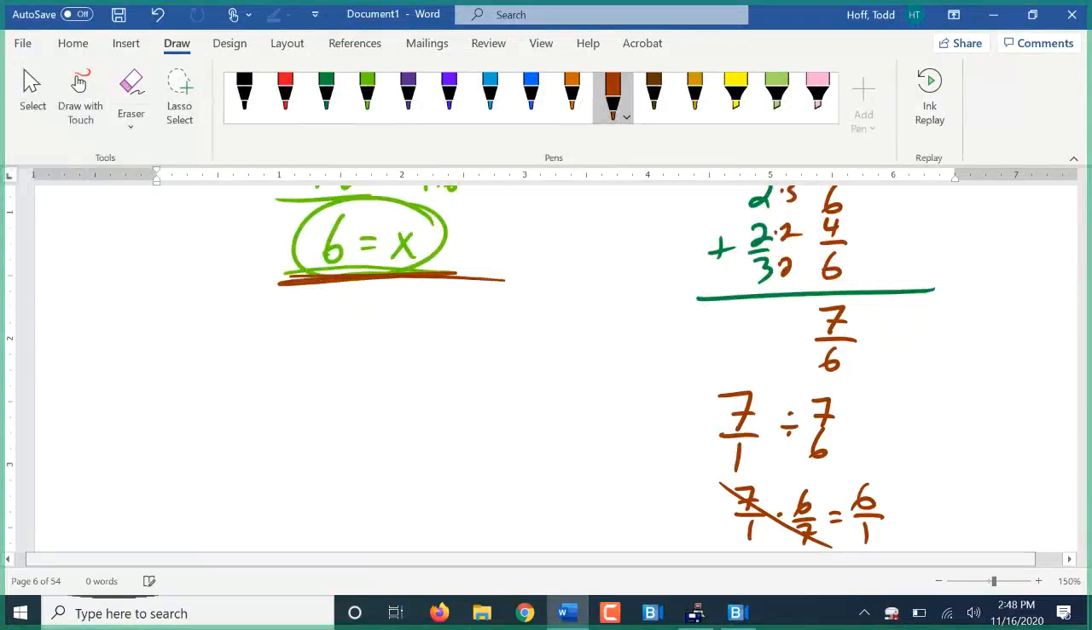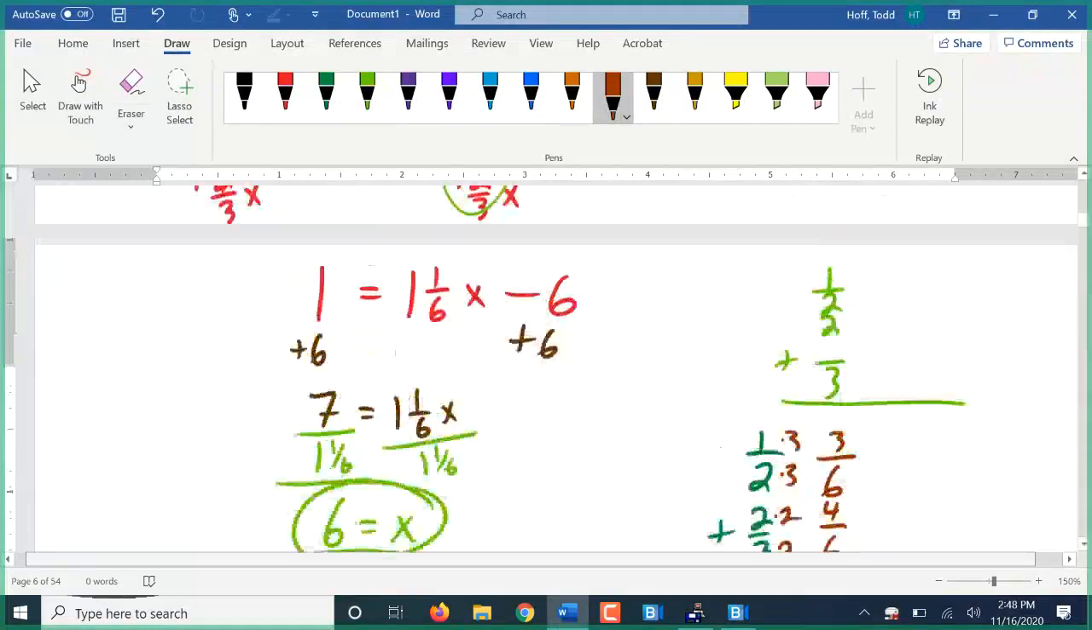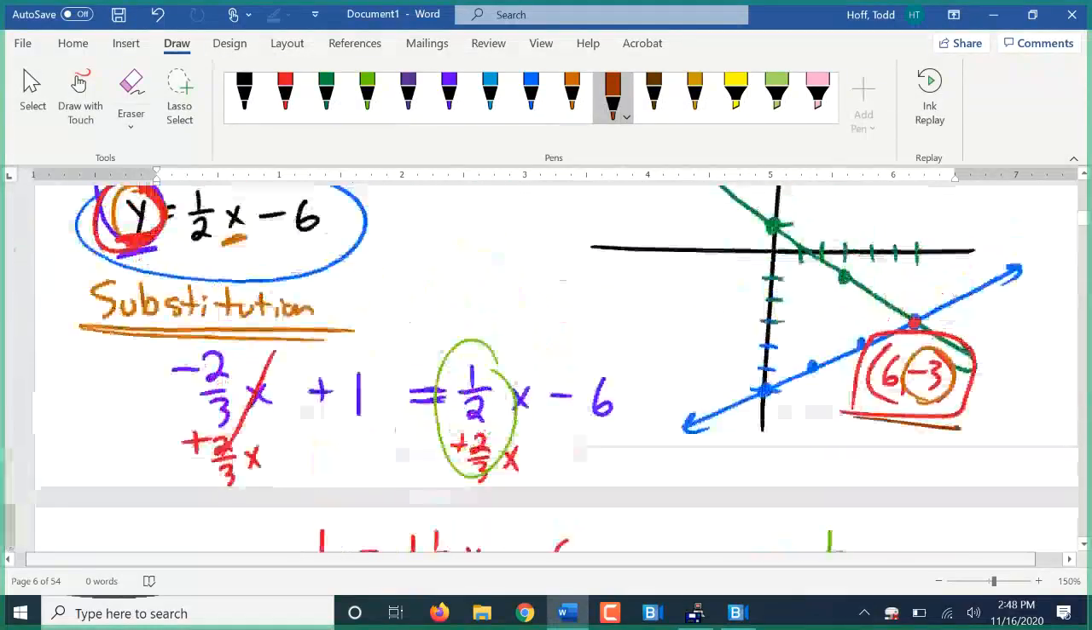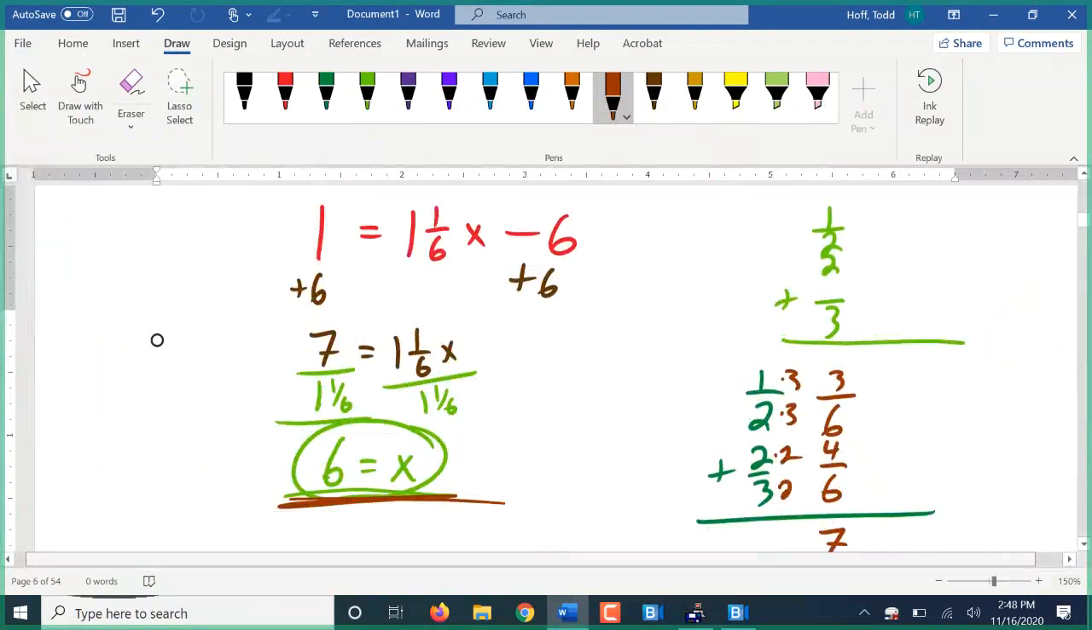So all that fractional work you can do off to the side, or you can use the graphing calculator to make it easier for you. But we still got x equals 6, which is what we had up here graphing. But we're sure of it now because we used the algebraic methods. We're not just trying to pull that off the graph. Now, that's just the x value. We still need to find the y value.